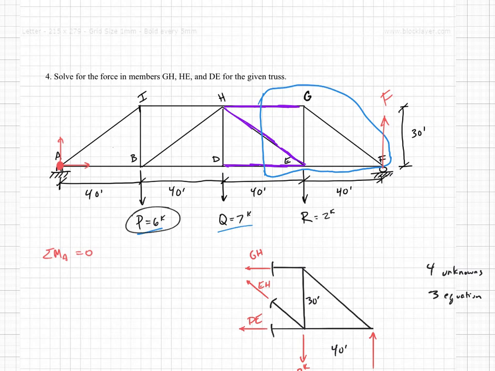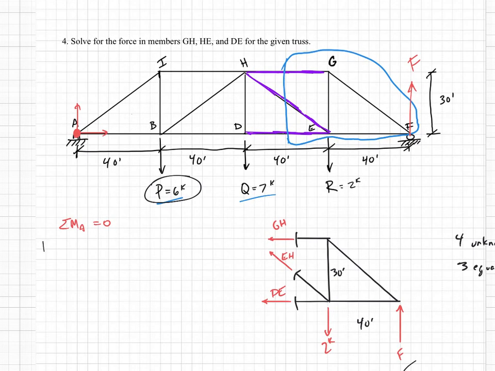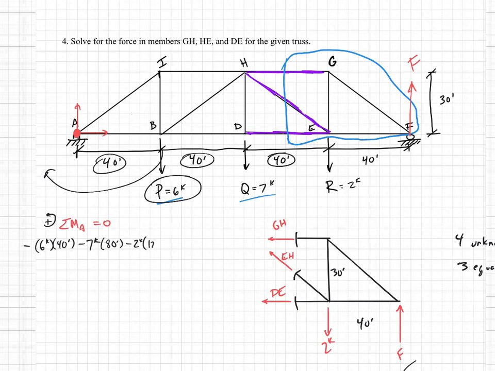And I've got this P. Well, I don't want to write P, I'm going to write 6. So 6 kips times 40 feet. And we remember this is positive, so this one's going to cause a negative rotation. Minus the Q, which is 7 kips, at a distance of 80 feet. Minus R, which is 2 kips, times 120 feet. And then we're going to add F, and it's got an extra 40, so it's 160 feet, equals 0.